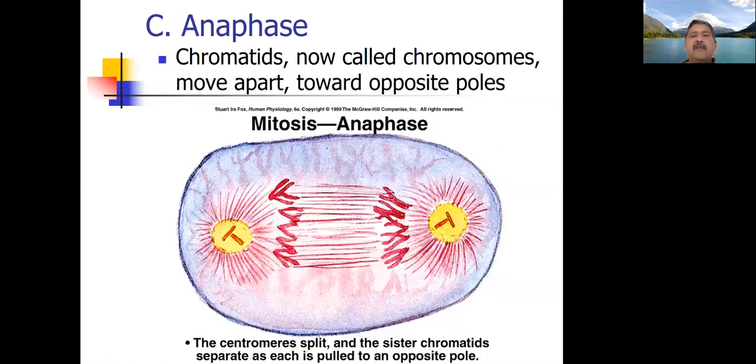The next phase is anaphase. During anaphase, what happens is the chromatids, now called the chromosomes, move apart.